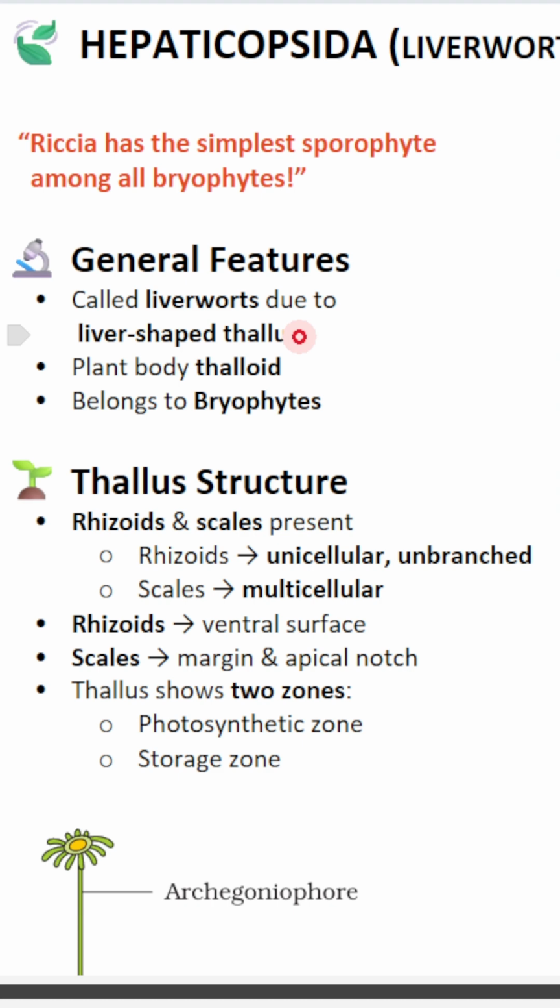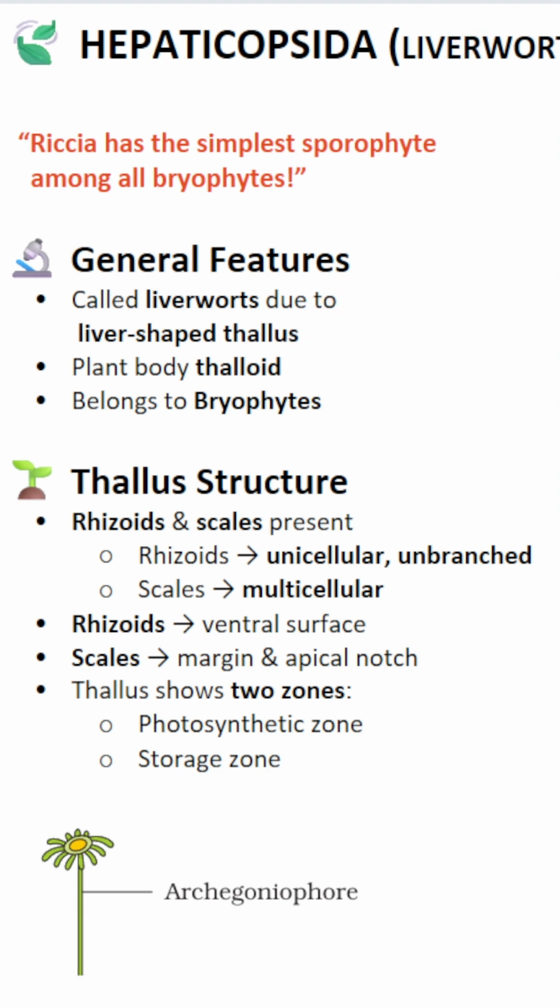Normally in the general characters, these are called liverworts because the thallus looks like a liver-like structure. The thallus is a liver-like structure. Got it? As the thallus is a liver-like structure, it is called liverwort.